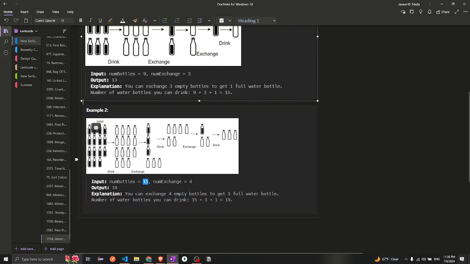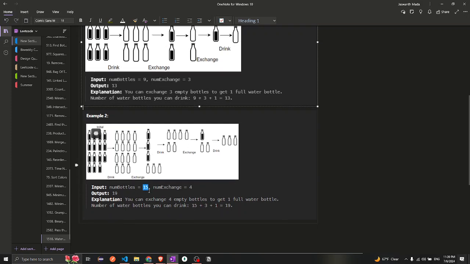And then after we drink these three water bottles we'll be having six empty water bottles, right? So using these six we can only get one full water bottle. So at the end we have three empty bottles, but we cannot get a full water bottle using these three, so we just stop here. We drank 15 plus 3, which is 18, 18 plus 1, 19. So the answer is 19.